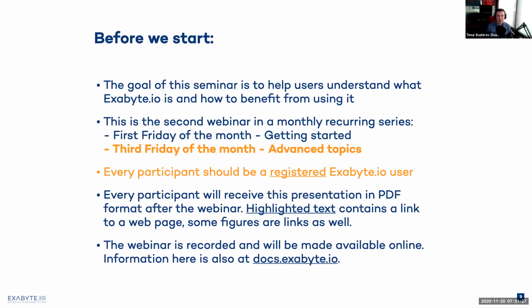This is the second webinar in the monthly recurring series. Every first Friday of the month, we speak about getting started. Every third Friday of the month, we speak about advanced topics. Here is the third Friday of the month. Right now, the advanced topic seminar is taking place.